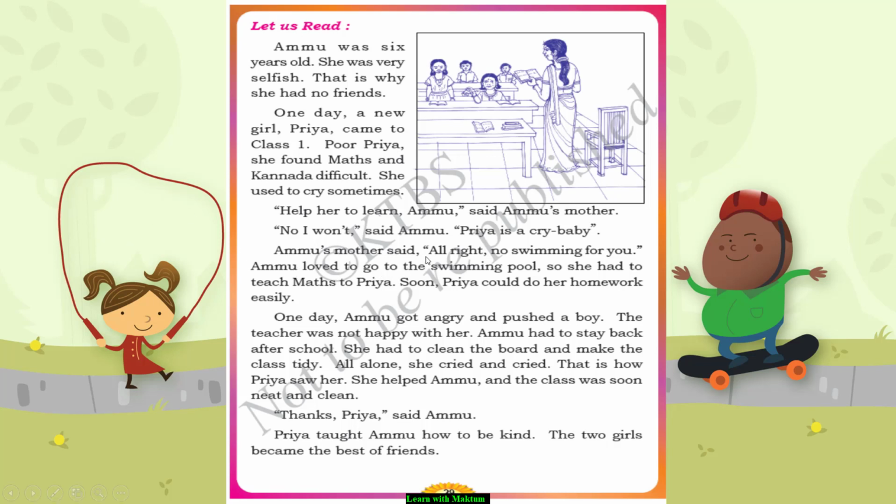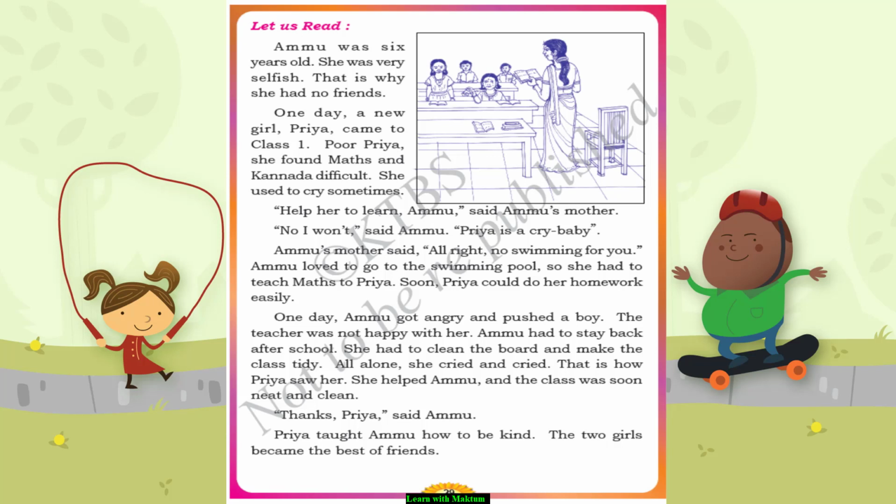Ammu's mother said, alright, no swimming for you. Ammu loved to go to the swimming pool, so she had to teach maths to Priya. Soon, Priya could do her homework easily. So what happened is, when Ammu says that I can't help Priya, Ammu's mother replies, okay, then there will be no swimming for you.